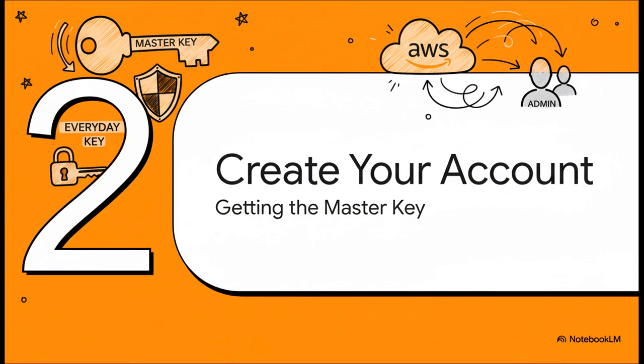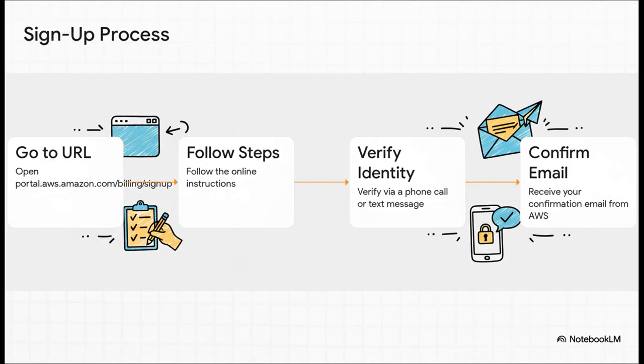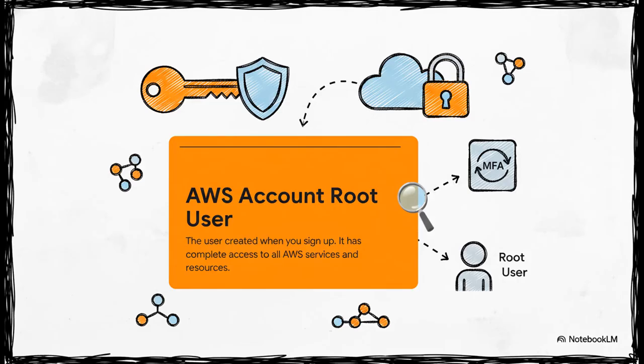All right, now that we've got that master key versus everyday key idea down, let's go get that master key. Time to actually create the AWS account. Now, the actual sign-up part is super straightforward, so don't sweat it. You're just going to head over to the AWS sign-up portal and follow the on-screen instructions. It's pretty much what you'd expect. You'll have to verify who you are with a quick phone call or a text, and boom, you'll get a confirmation email. Easy peasy. And just like that, once you're through that process, congratulations. You are now the proud owner of that AWS account root user we talked about.